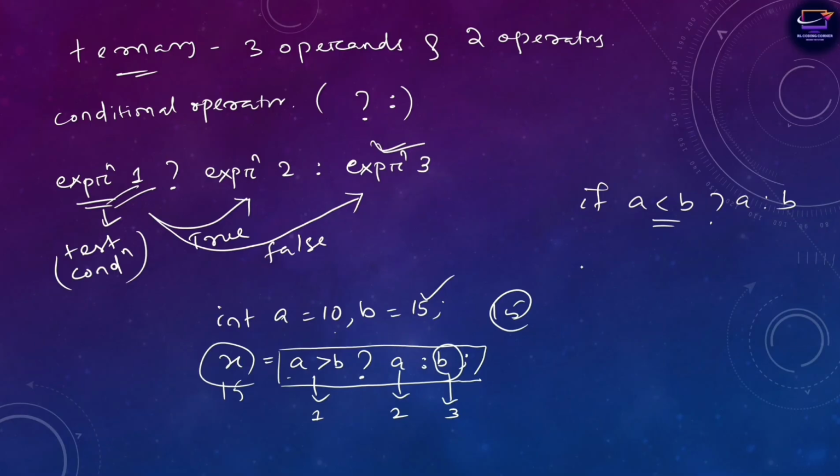So if I write a less than b, then a colon b, here a less than b. So is 10 less than 15? Yes. If yes, then expression 2 is evaluated. Expression 2 is a and a is 10. So here 10 is assigned to x, right?